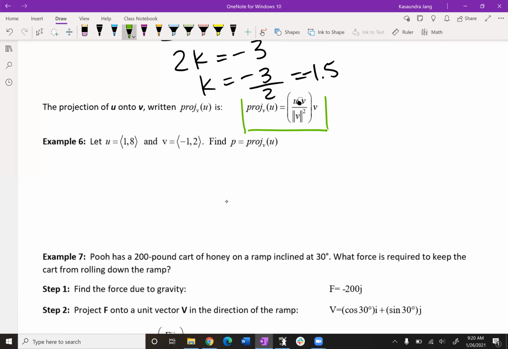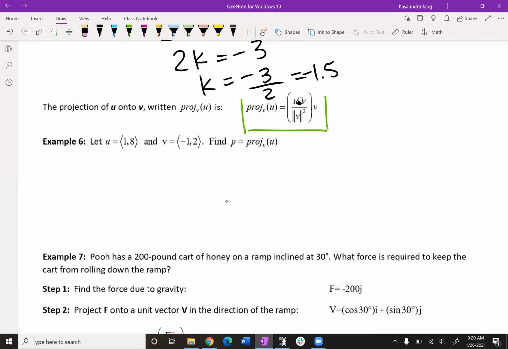But keep in mind, this vector on the outside is going to be multiplied by the stuff in the parentheses. All that stuff in the parentheses is going to end up straight up numbers. My dot product is just a number. My magnitude is just a number. So this is going to end up just a single number multiplied by my vector. Okay. So let's see what kind of number we get.